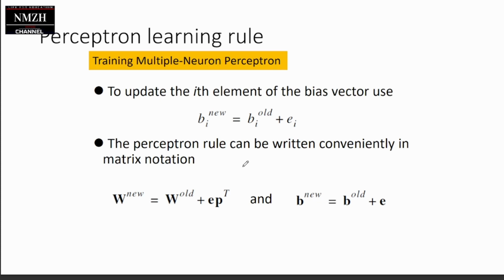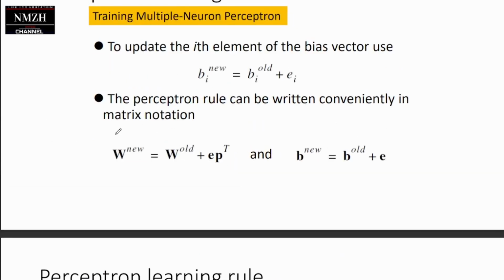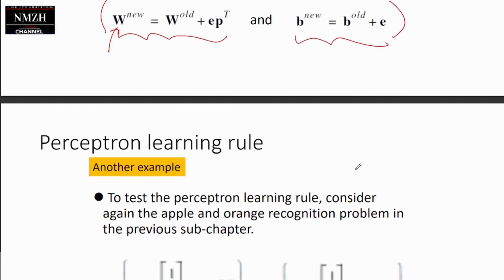So then in that note, basically we can simplify all the learning rules for the perceptron by having these rules. The capital W new equal capital W old plus error and p transpose. So this is the input transposed, and b new equal b old plus error. So that would be the thing.